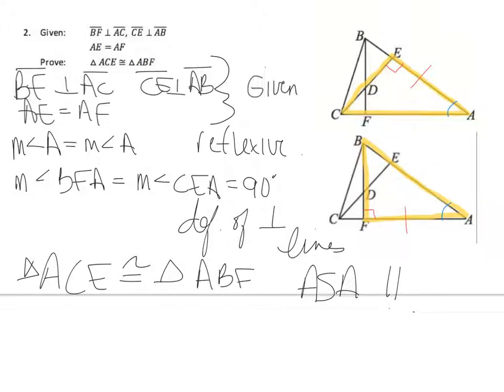That one was pretty easy once we knew what we were looking at. And what are some tools that I used? I've got two copies of the drawing. I marked what I knew, and then I tried to mark what I needed to know, because I only have so many triangle congruence criteria that I'm allowed to use.